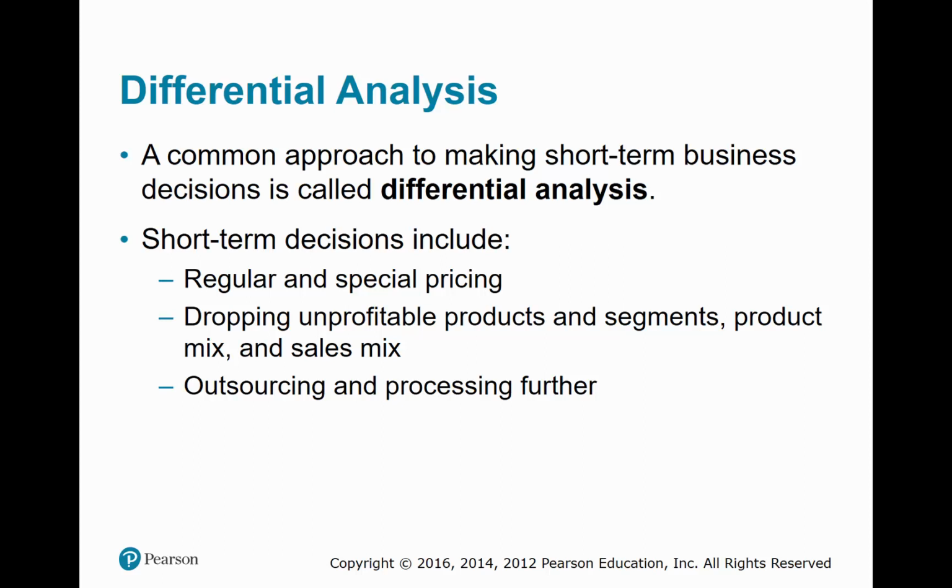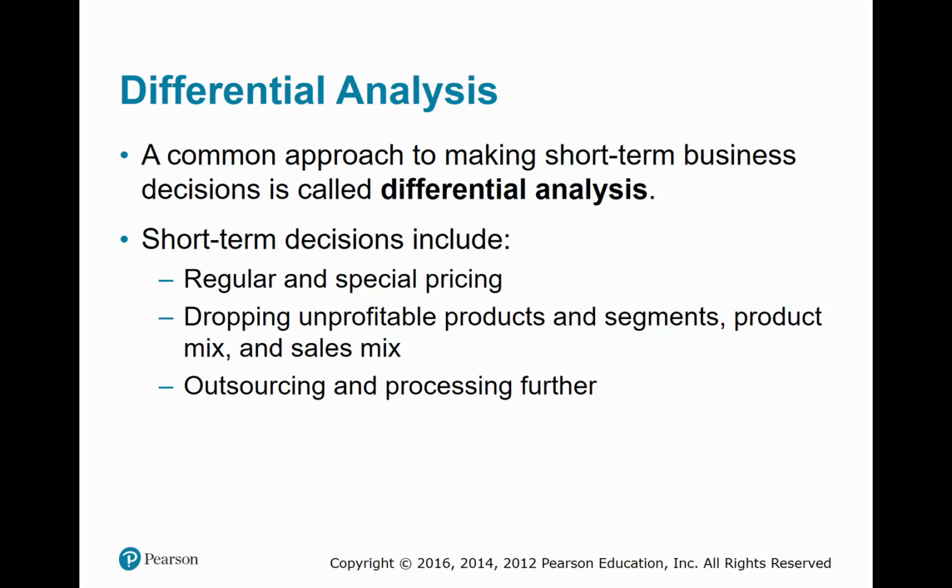And so this chapter is going to cover the type of problems you're going to see. Do we put a special price on this product, or do we keep our regular pricing? Is it worth it to give a special price if it might change our volume or something like that? Okay. Do we drop this unprofitable product line or segment? How do we adjust our sales mix? Should we be pushing this product more than that product? And then the idea of outsourcing. Do we hire this out to a third-party firm, or do we continue to do it?